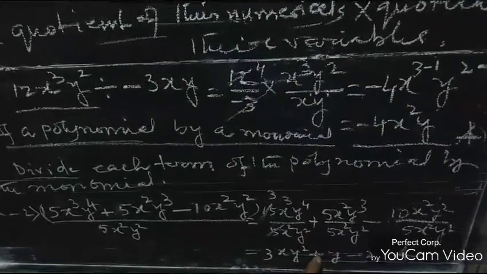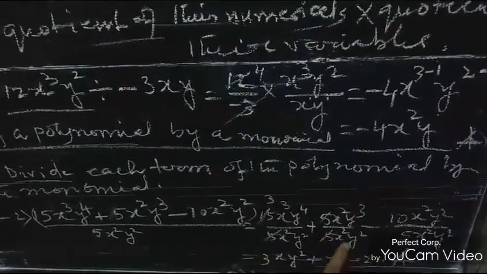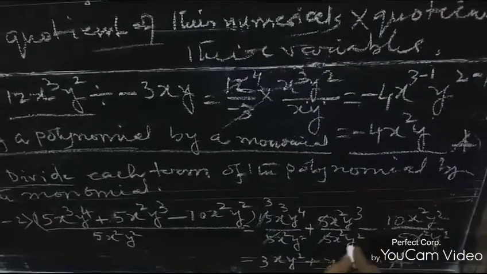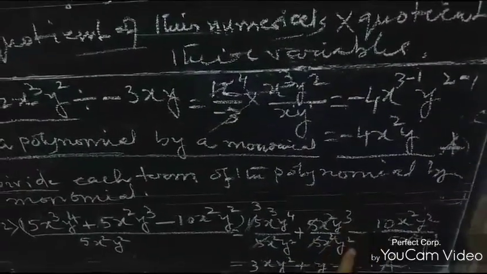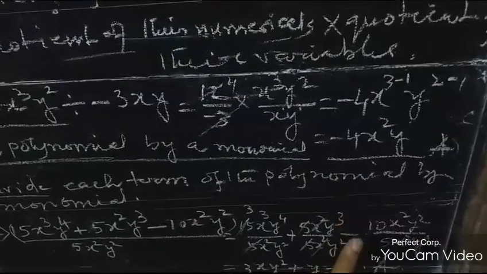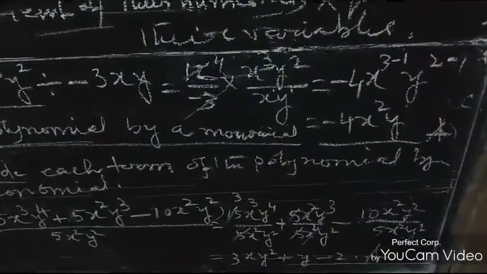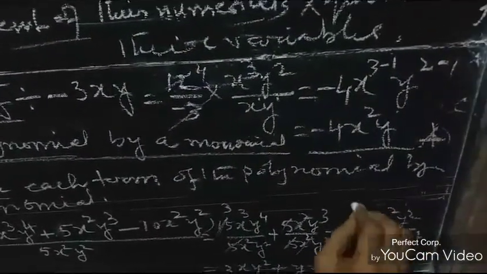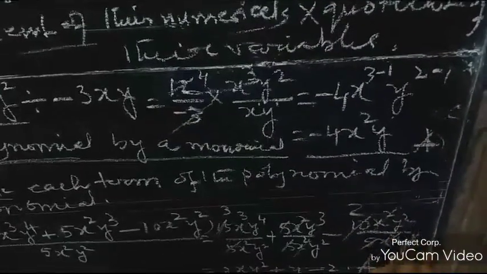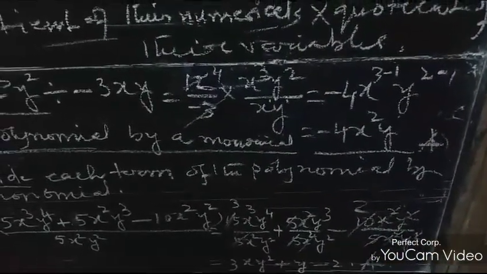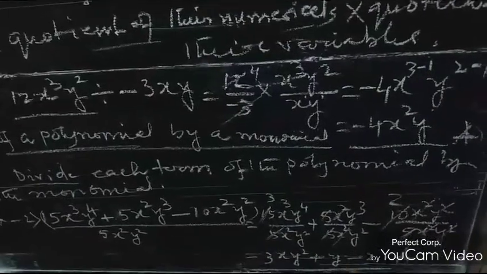The sign is plus. This 5 is cancelled, and x square by x square cancels out. And y cube divided by y square, 3 minus 2, gives y to the power 1, that is y. And this is 2, and x square cancels out. So your answer is 3xy square plus y minus 2.